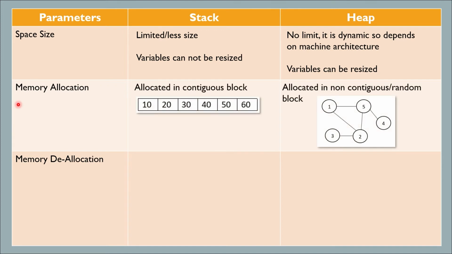Next is how exactly the memory gets allocated. In stack, allocation is in a continuous block, as it's a linear data structure. So one by one we get the memory allocation. But in heap, it gets allocated in non-contiguous or random blocks, as it follows a non-linear data structure, hence it is non-contiguous.